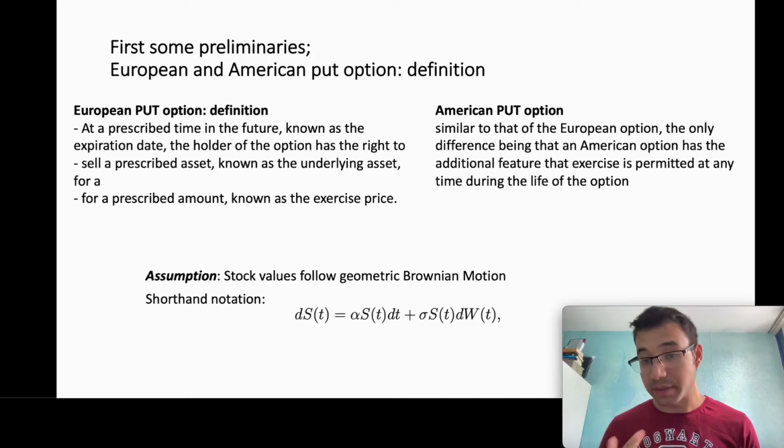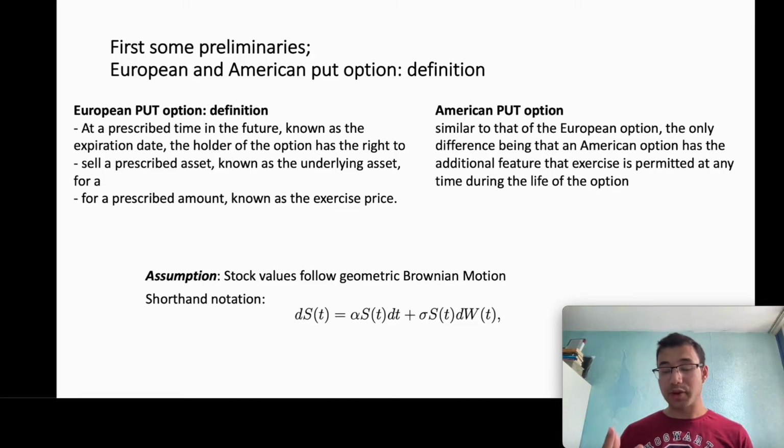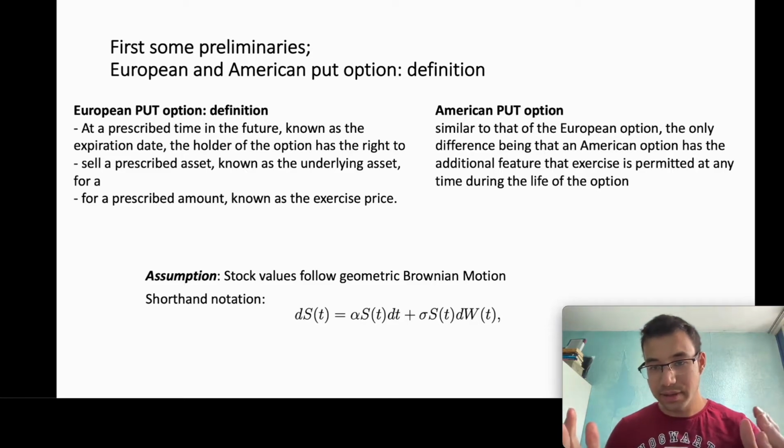In my research, I shall consider two types of options only. The first of which being the European put option, defined as a contract which says at the prescribed time in the future, known as the expiration date, the holder of the option has the right to sell a prescribed asset, known as the underlying asset, for a prescribed amount, known as the exercise price. The American put option is very similar to the European option, the only difference being the fact that exercise is permitted at any time during the lifetime of the American option.